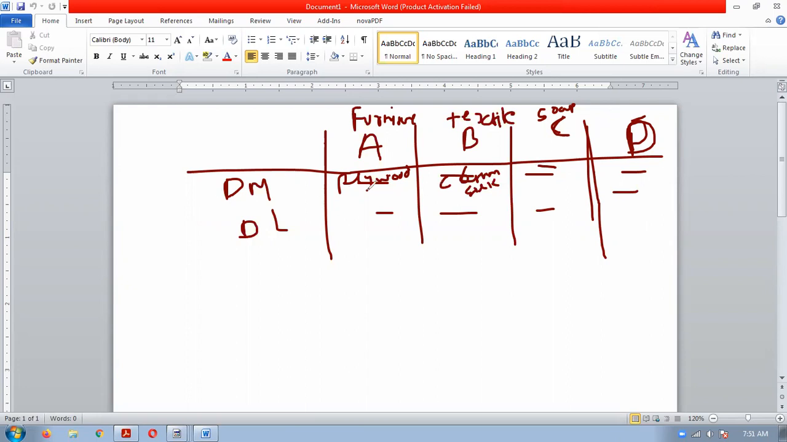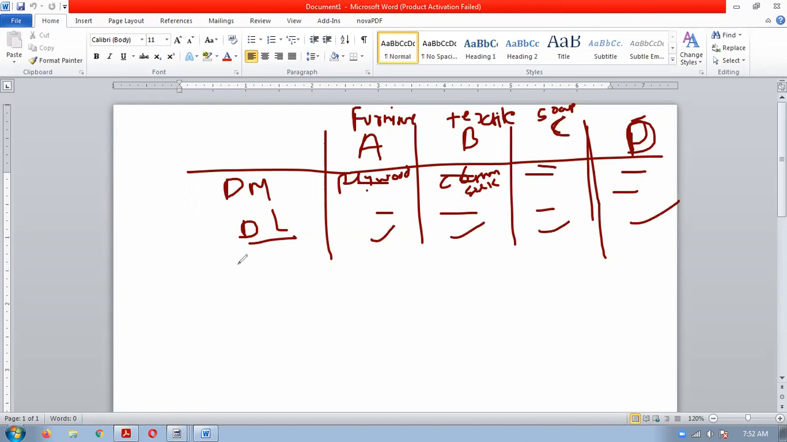So direct material means what? The material which is most required for making that product. Most important. Similarly, direct labor means what? In furniture section, those labor who are directly working on this furniture, they will come under this section. Similarly, in textile, soap, and other product. So direct material and direct labor is directly related to each product specifically.